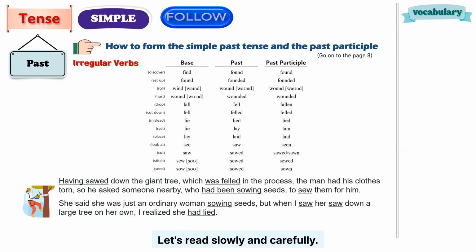Let's read slowly and carefully. Please focus on verb usage. Having sawed down the giant tree, which was felled in the process, the man had his clothes torn, so he asked someone nearby, who had been sowing seeds, to sew them for him. She said she was just an ordinary woman sowing seeds, but when I saw her saw down a large tree on her own, I realized she had lied.